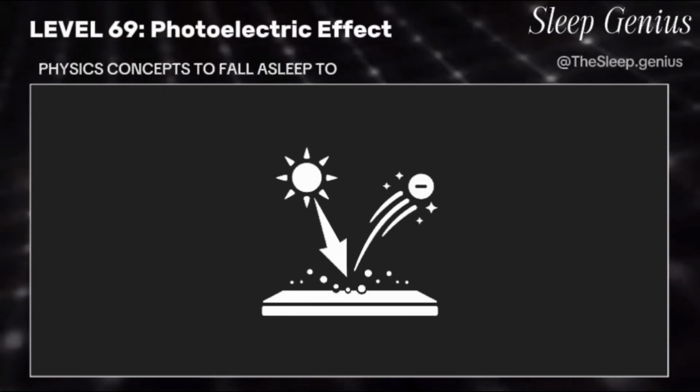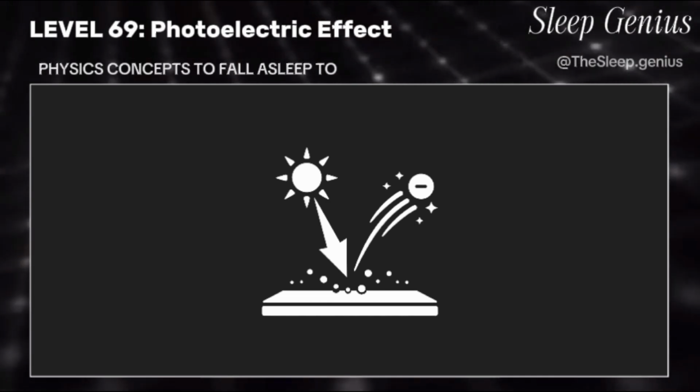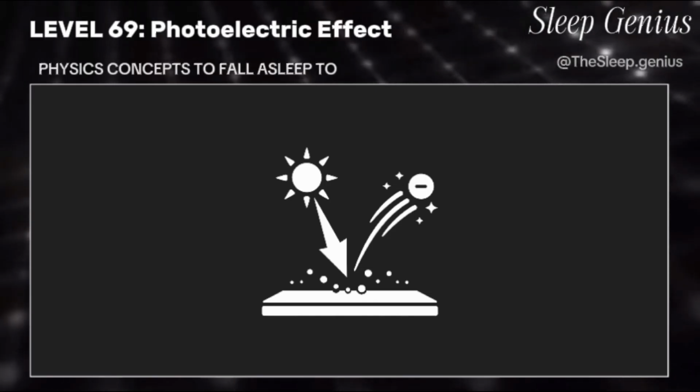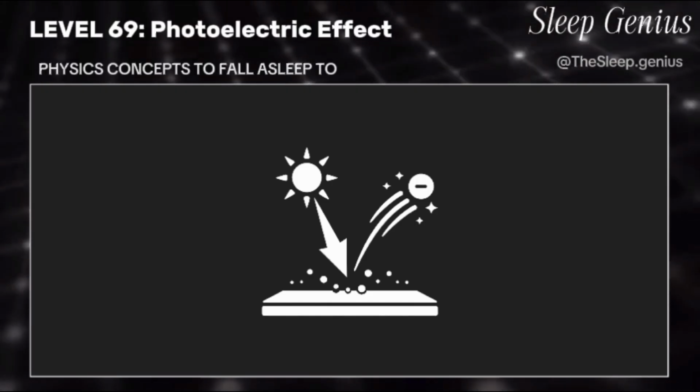The photoelectric effect occurs when light shines on a metal surface and causes it to release electrons. This happens because light carries energy in packets called photons. When a photon hits an electron, it transfers its energy, and if the energy is strong enough, the electron escapes from the metal. This idea shows that light behaves not only as a wave, but also as a particle.